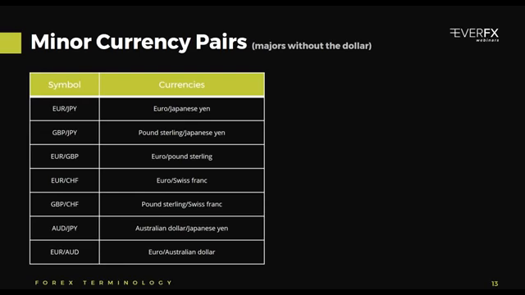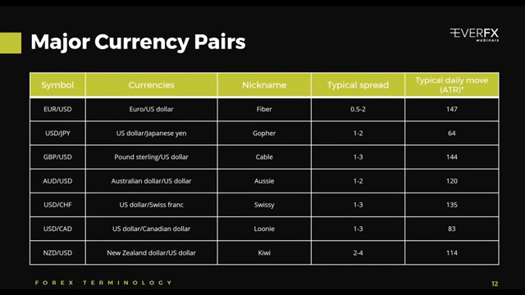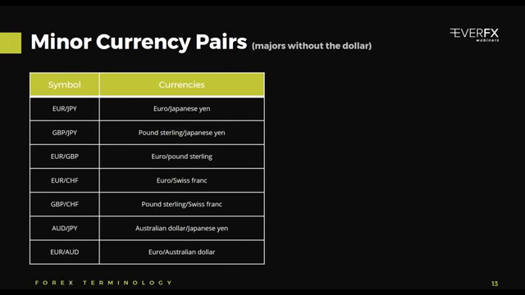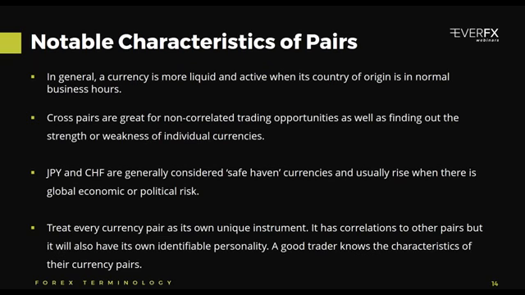Now you've got minor currency pairs. Always remember the majors come with the US dollar. As long as it's got the US dollar, it is a major. Without the US dollar, you've got minors. You've got 8 major currencies, well 7 without the dollar, all paired up together, and that's the value you get right there. Now there are certain notable characteristics of currency pairs, like the Japanese yen and the Swiss franc are safe haven currencies. Most currencies are not correlated. Some of them are indirectly correlated.